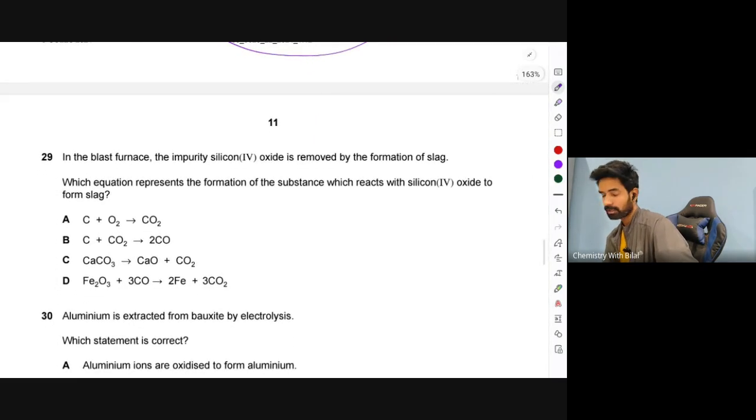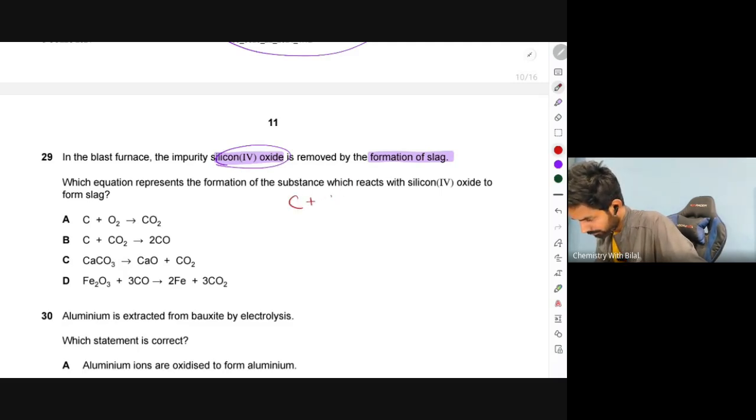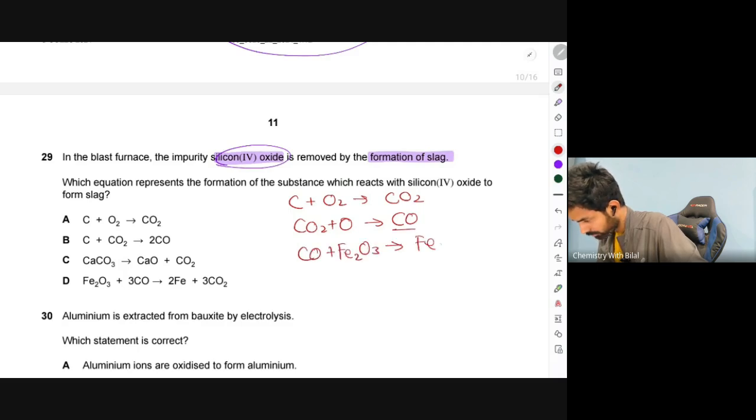Okay, in a blast furnace, the impurity silicon dioxide, silicon 4 oxide, is removed by the formation of slag. अच्छा, इसके reactions तो आप सबको आते हैं ना, होता क्या है? लिख दूं यहाँ पे. So सबसे पहले कार्बन, कल भी बताया था, these are the reactions that take place in the blast furnace. In the second step, carbon dioxide reacts further with carbon to produce carbon monoxide. In the third step, carbon monoxide reacts with iron 3 oxide to give you iron, which is still impure, containing acidic impurities, and carbon dioxide.